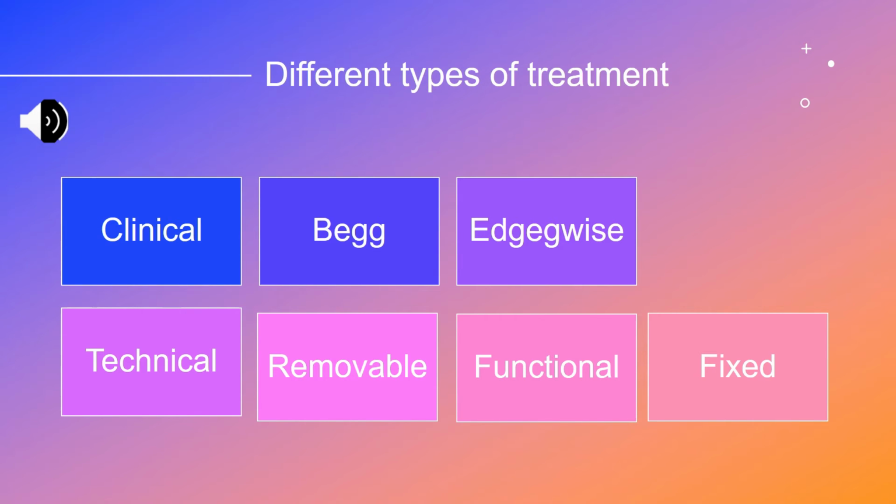Within orthodontics, we can have 2 different types of therapy systems. We can have the clinical side and the technical side. Let's look at these in a bit more detail.